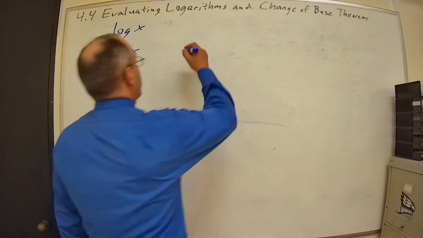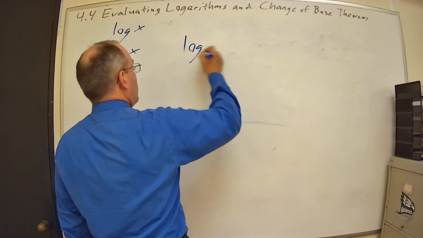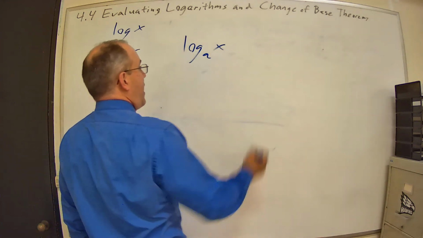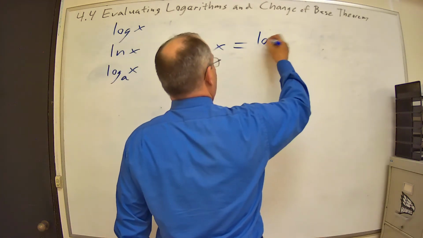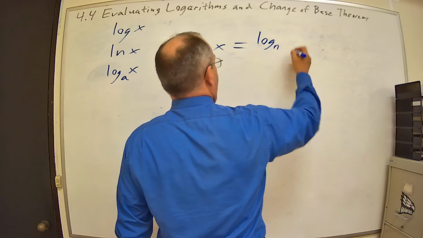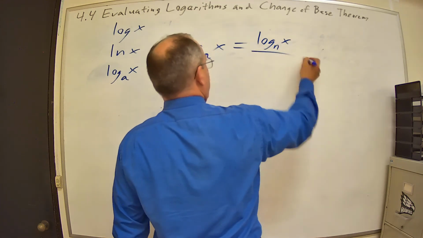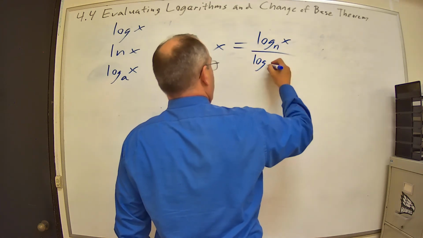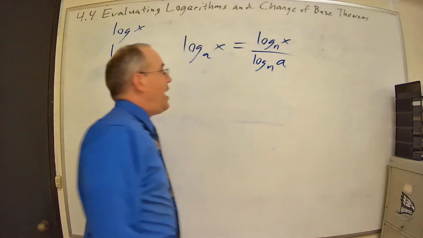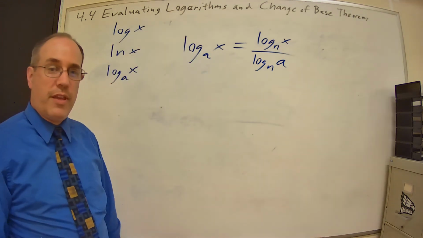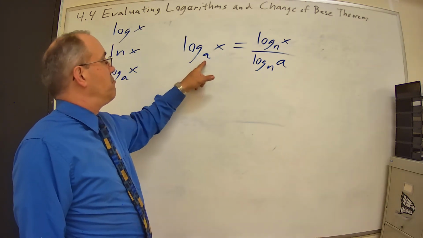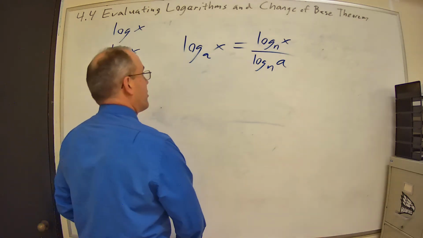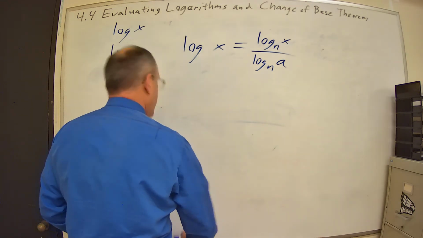which says log base a of x is equal to log base n of x over log base n of a. Meaning that if you have log of some random base, I just want to make sure that's clear, that's an a.